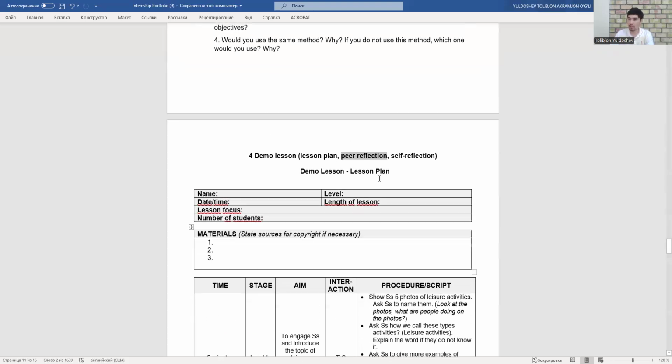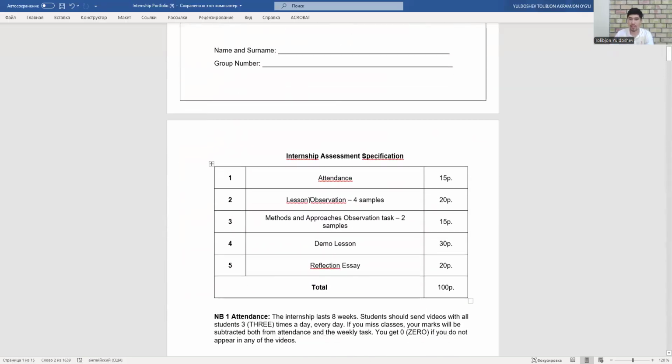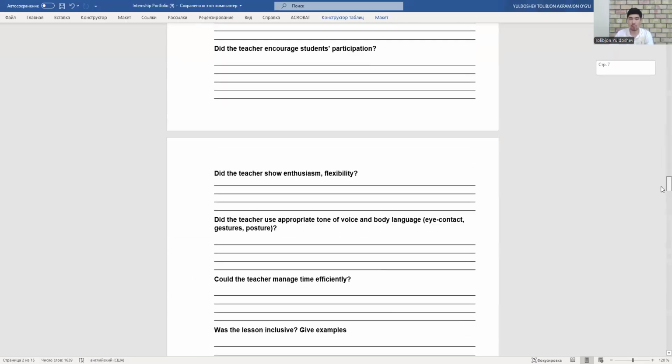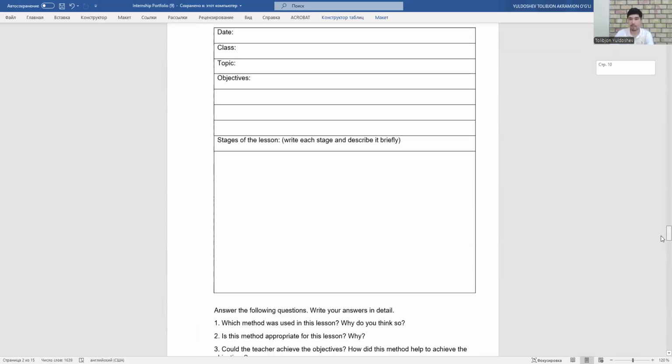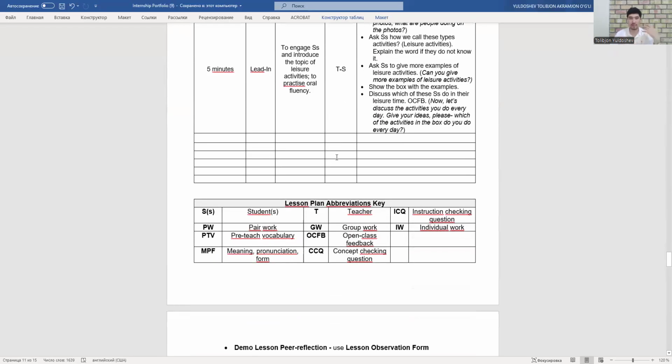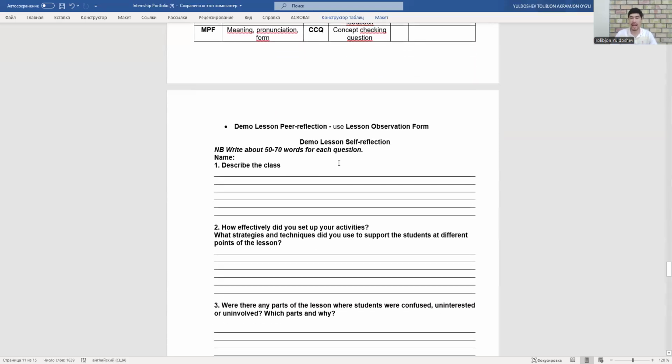For this one, your friend can choose any of these 3 forms. It can be lesson observation form 1, lesson observation form 2, or methods and approach observation. What you need is just one observation from your friend, or let's say by your friend. After this one, your lesson, you have successfully finished your demo lesson. You need to sit and reflect on your lesson plan.